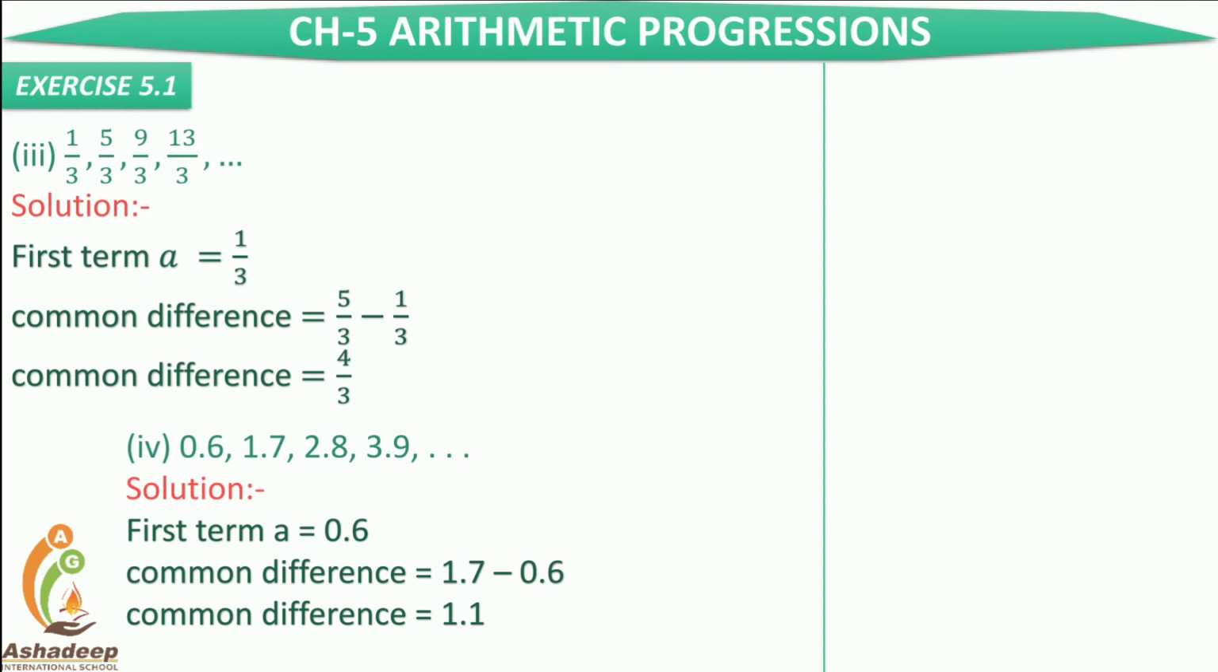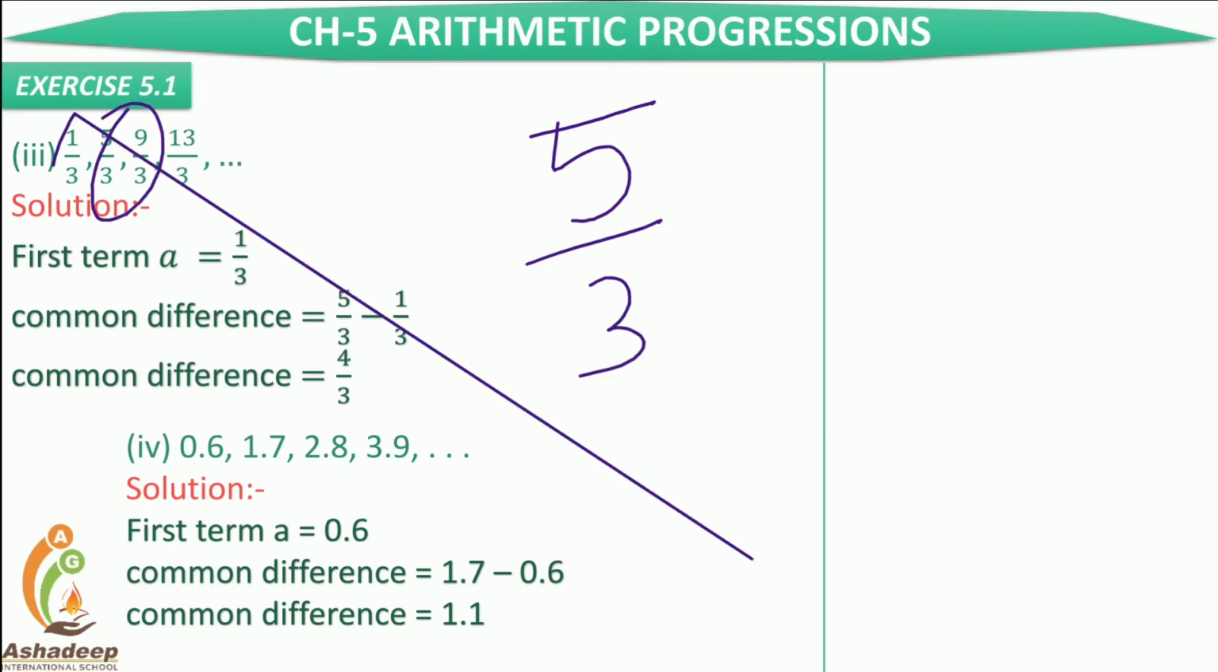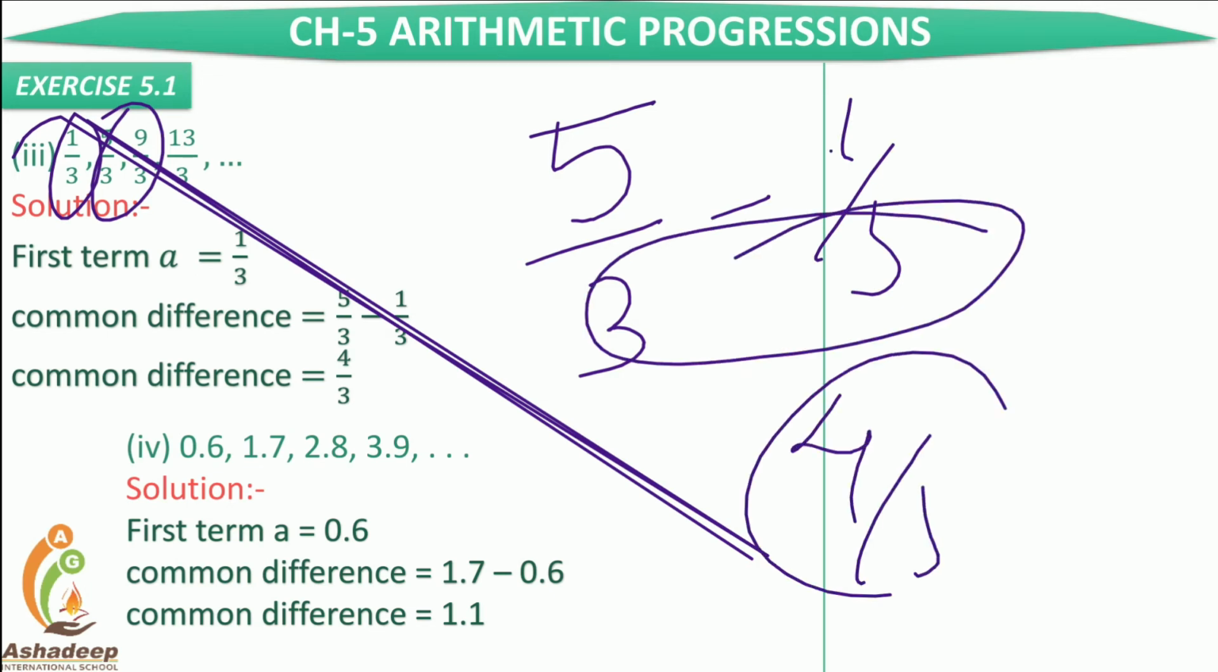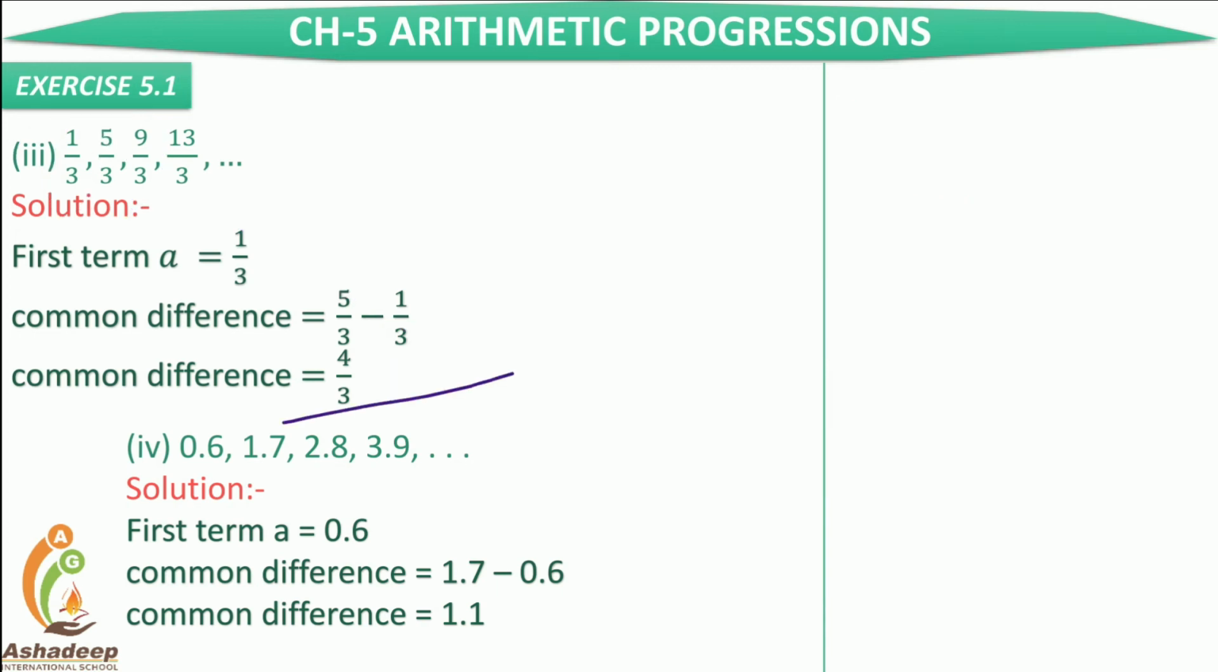Now let's move ahead with the next part. What is A? A is 1 by 3. What is D? D is the second term minus the first term, that is 5 by 3 minus 1 by 3. Because the denominators are the same, it is 5 minus 1, so 4 by 3 is the common difference.